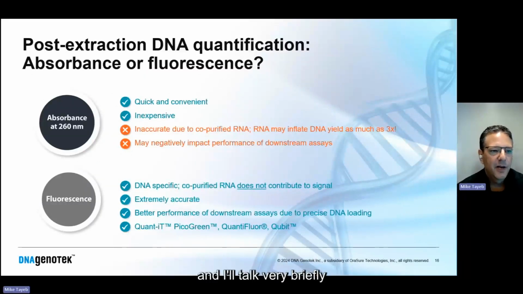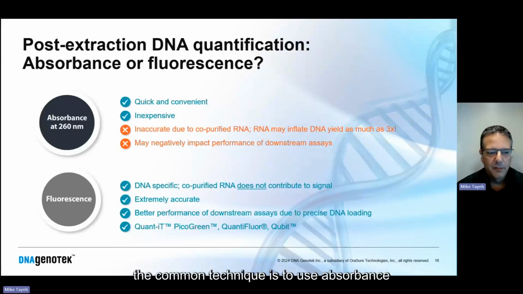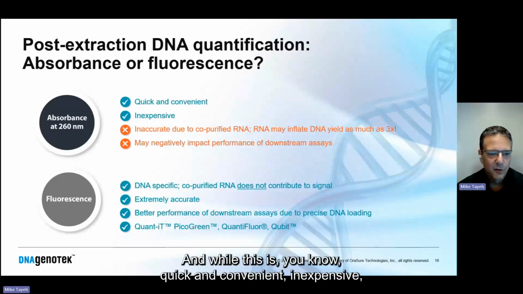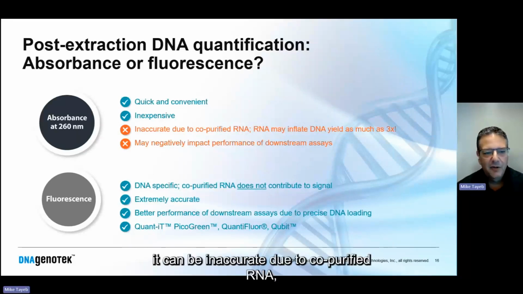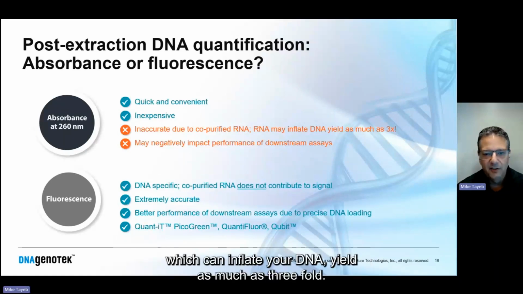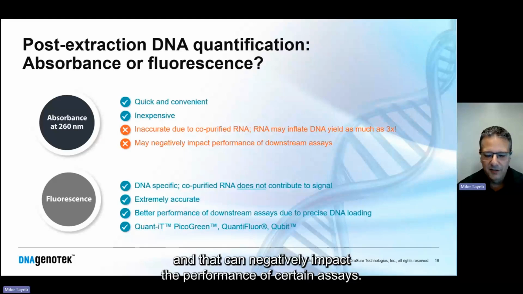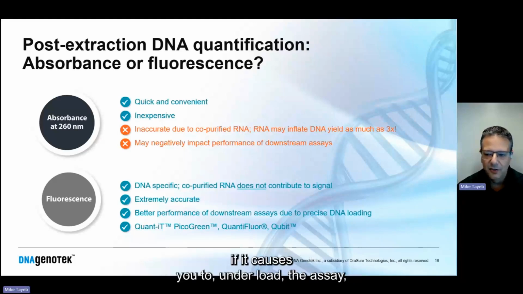And I'll talk very briefly about post-extraction DNA QC. A lot of the time, the common technique is to use absorbance at 260 nanometers for DNA quantification. And while this is quick and convenient and inexpensive, it can be inaccurate due to co-purified RNA, which can inflate your DNA yield as much as threefold. And that can negatively impact the performance of certain assays if it causes you to underload the assay.